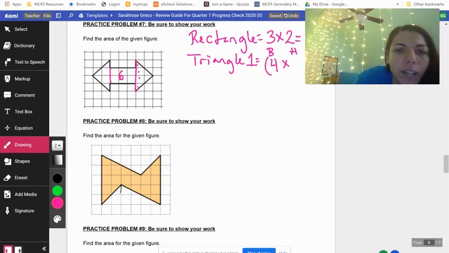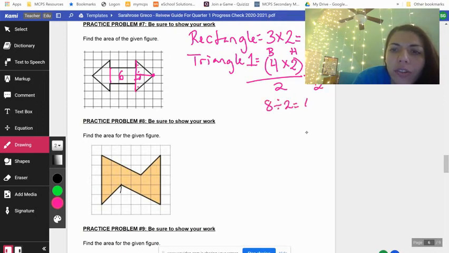And my height, what's my height for my triangle? If I go to the tip, 1, 2. So my height was 2 divided by 2. So we get 8 over 2. And 8 divided by 2 is 4. So 6 was the area for the rectangle. 4 was the area for triangle 1.